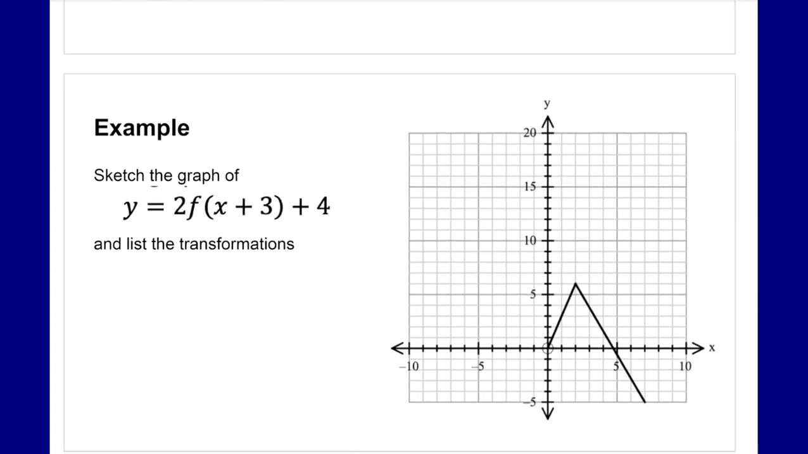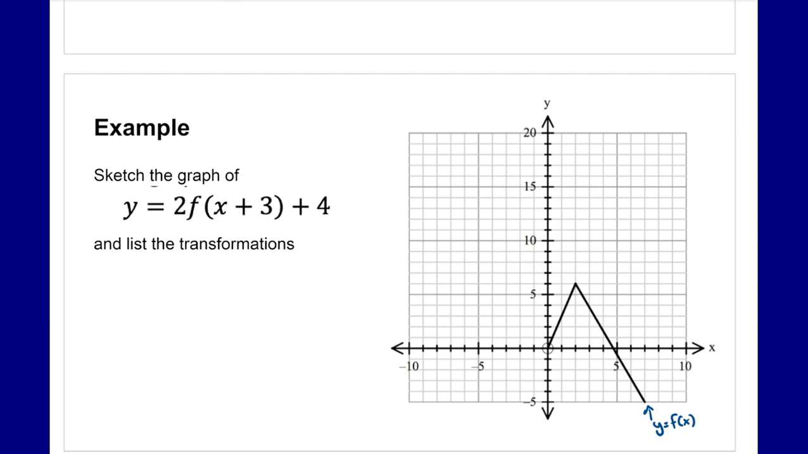So we want to sketch the graph of y equals 2f(x + 3) + 4, if this graph here is our base function. So this graph here is our base function, y equals f(x). We want to then draw the transform function that's listed.